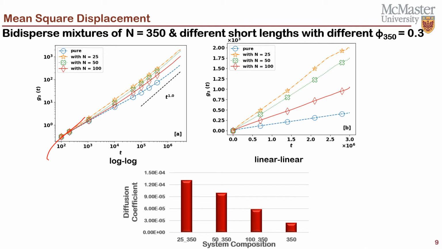We also observed that the displacement is higher in the mixture with the shorter component, that is n equals 25, and slowest in the monodisperse component. That is, the shorter the chains, the greater the displacement of the longer chain. We however see that the displacement for the longer chains is higher when the shorter chains are in the majority, as shown in the previous slide.